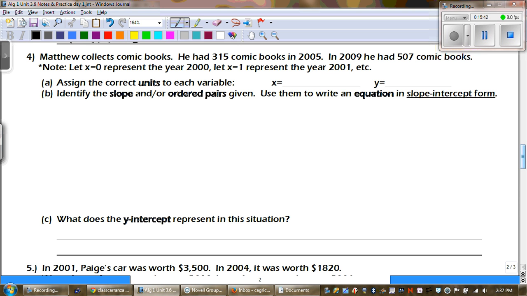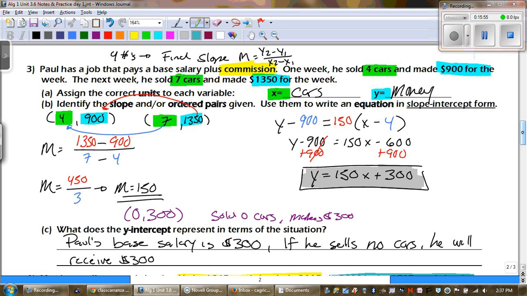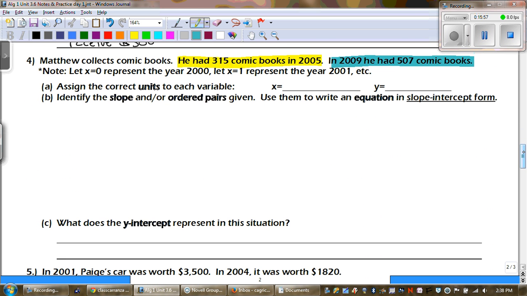Matthew collects comic books. He had 350 comic books in 2005. And in 2009, he had 507 comic books. Note, let x equal 0 represent the year 2000. 1 would be 2001. Okay, and we'll talk about that in just a second.